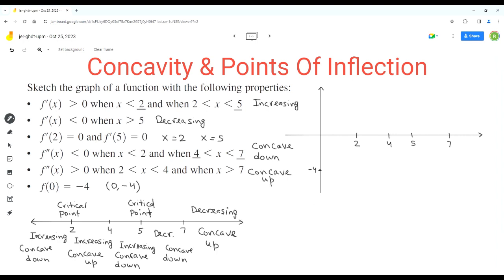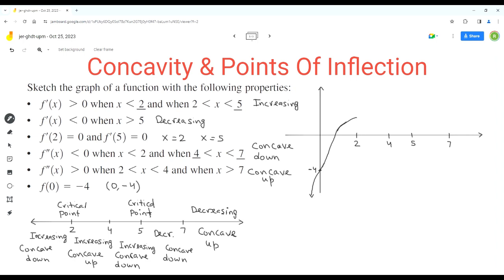Now we can analyze the intervals. On the left side of x equals 2, the function is increasing and concave down. So that means we can show the graph going up from left to right. The graph has to pass through this y-intercept, and it is concave down. Now at x equals 2, there is a critical point. The tangent is horizontal because the derivative is equal to 0.